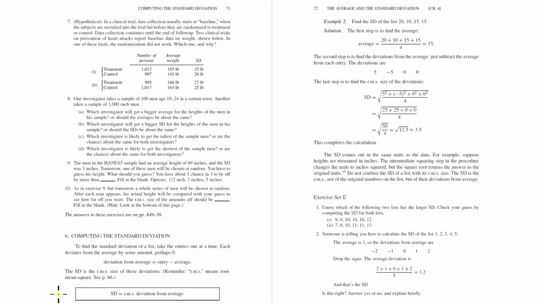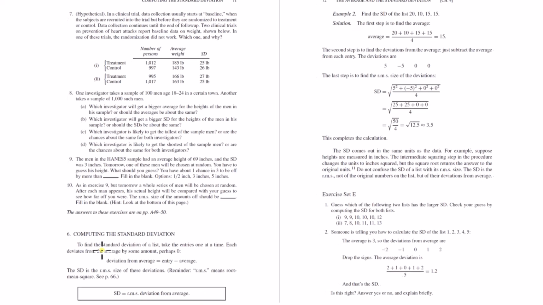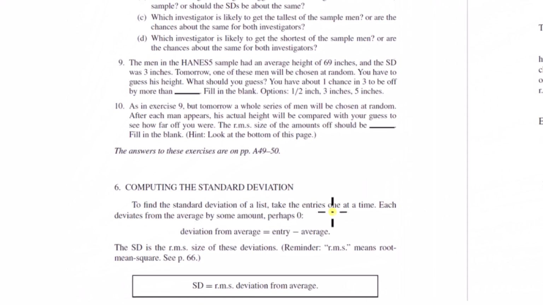So root mean square. We talked about how to calculate root mean square. Go take the name and go in reverse. Square all the numbers, then find the mean of those squares. So you add up all of those squares and divide by the number of data points. Then take the square root, root mean square. That's the standard deviation. It's the RMS of the deviations from the average. So you see, this kind of gives you both a conceptual idea of what standard deviation is as well as the formula for it. So to find the standard deviation of a list, take the entries one at a time.